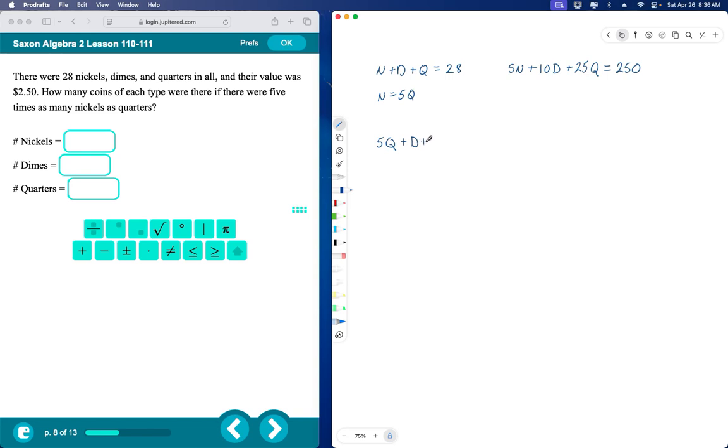plus d plus q equals 28. So 6q plus d is equal to 28. I can create a substitution value from that and say that d is equal to 28 minus 6q. So now I could actually take this one and drop it into this one and solve for q right away.